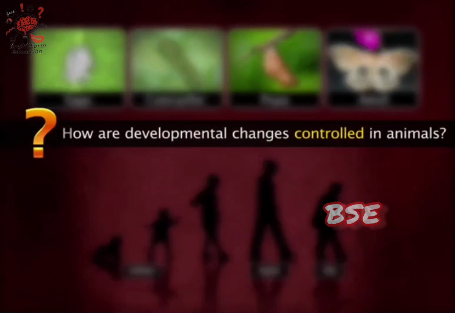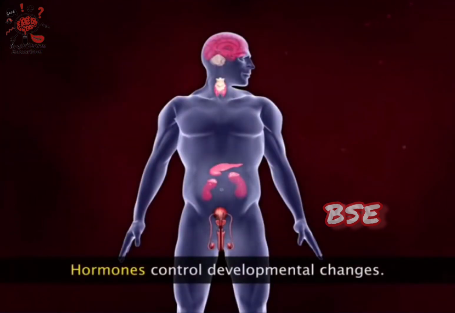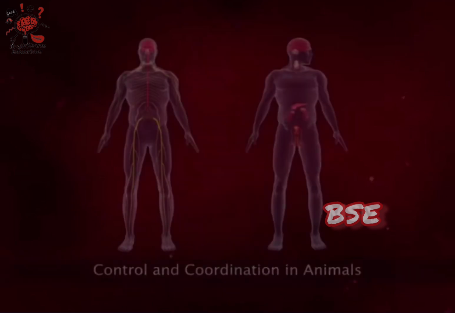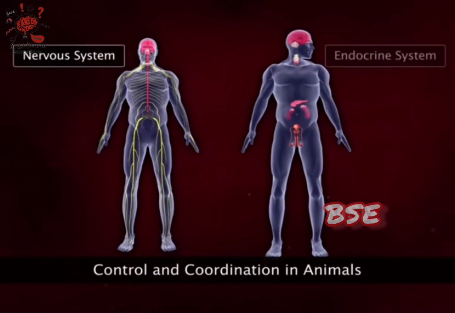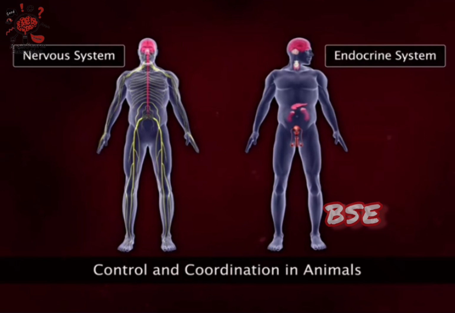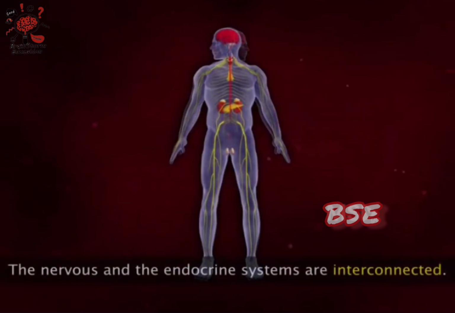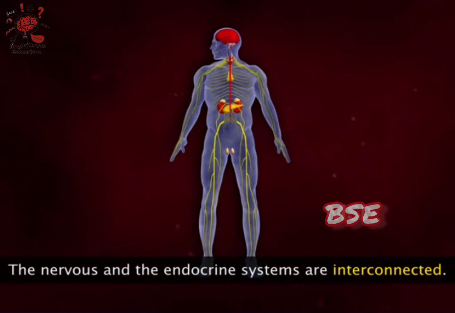What controls these developmental processes in animals? Secretion of chemical messengers, the hormones, gives signal for development. Animals have two body systems for control and coordination of all body activities. These are the nervous system and the endocrine system. These two systems are interconnected to regulate all body processes.